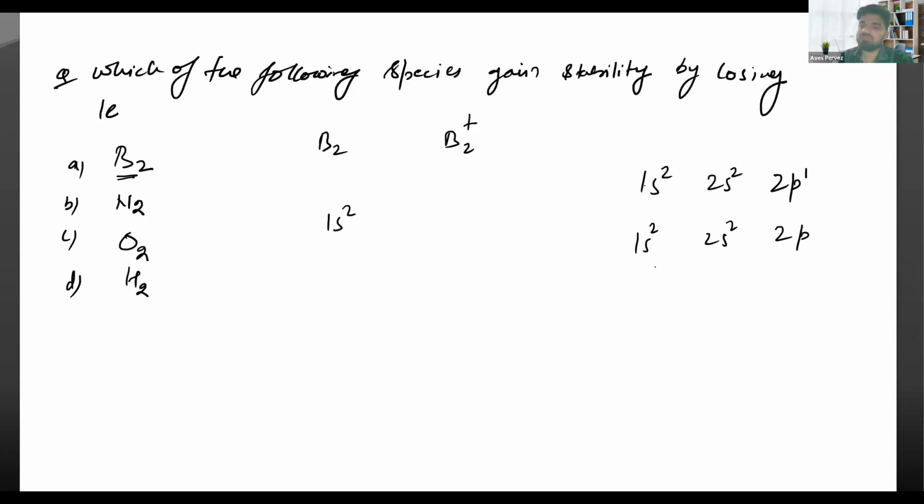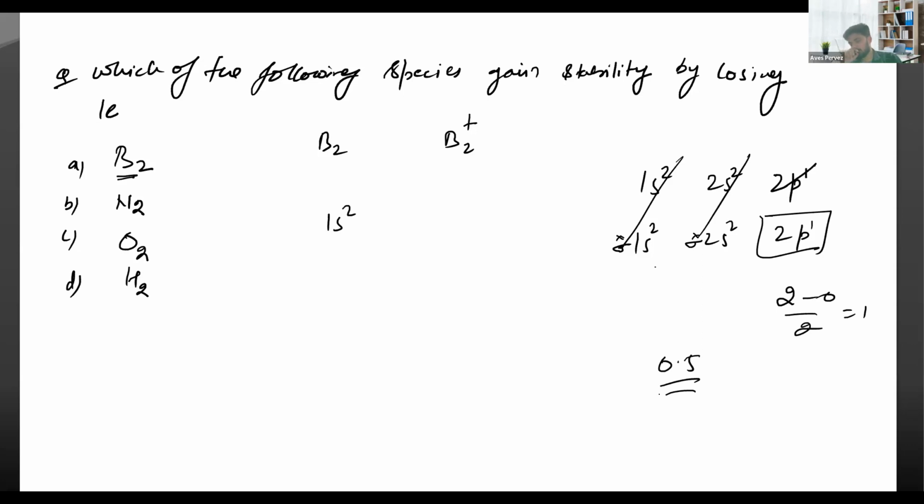If I consider this as bonding, then this is anti-bonding. This is bonding only, so they will cancel each other out. There are 2 electrons here, so you get 2 minus 1 divided by 1. But if it loses 1 electron, it will lose from here and will have only 1 electron, so its bond order will become 0.5. From 1, its bond order changes to 0.5.